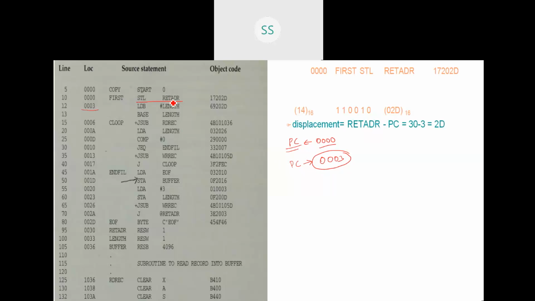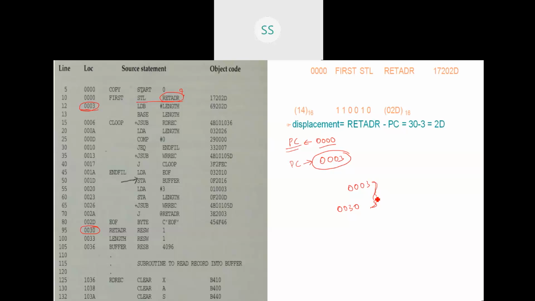So what we were saying is, how can we find the address of RETADR when we relocate? Where is it located? It is located at 0030. And what is the current value in my program counter? It is 0003. So what is the difference between these two values?